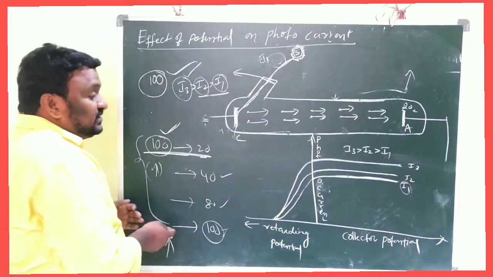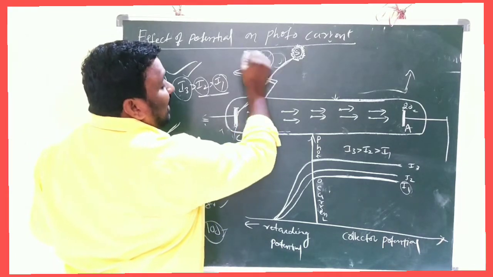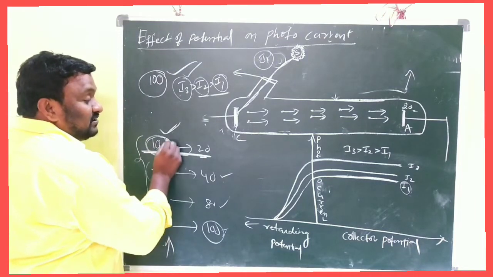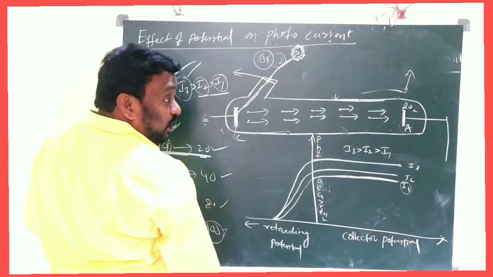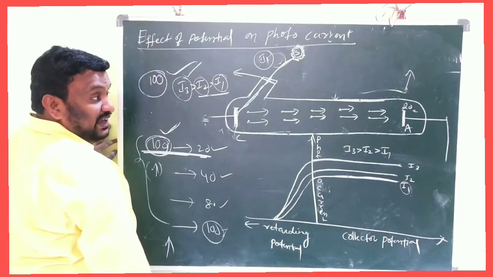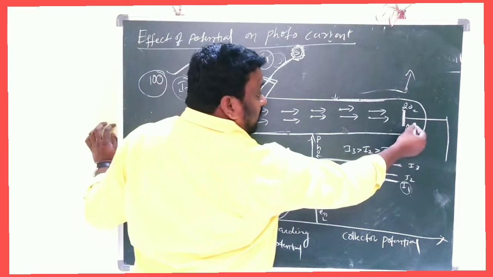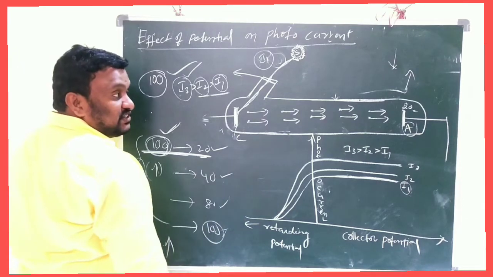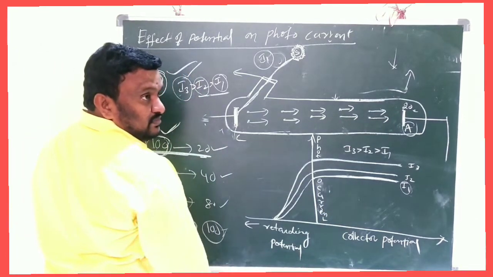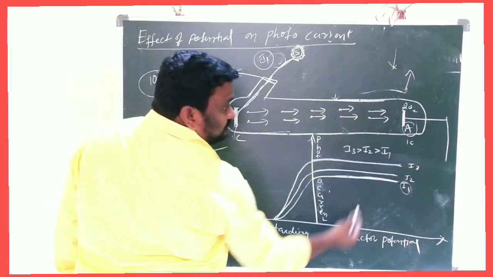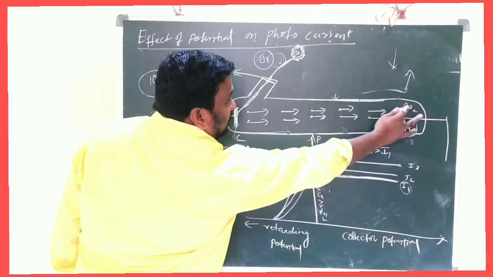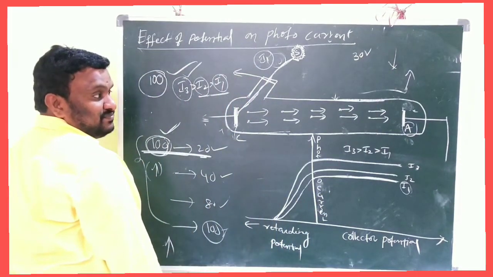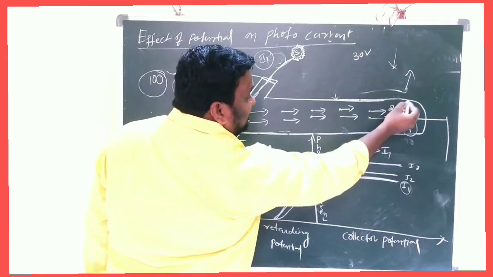So again, this is the intensity I1. Clear? Say 100 electrons are liberated and 20 are collected. Now in this case the value of the potential should be decreased. For some value of potential, say initially 30 volts, it will collect the 20 electrons.